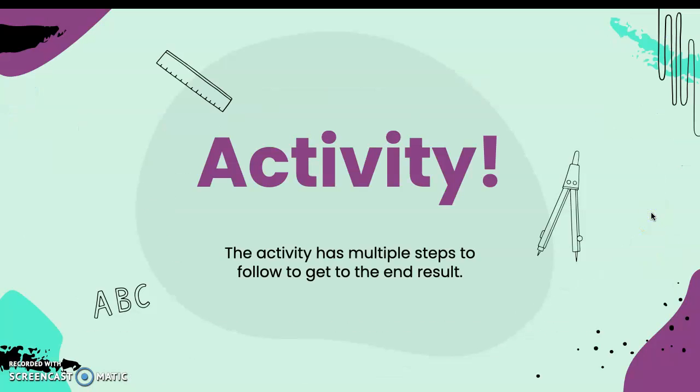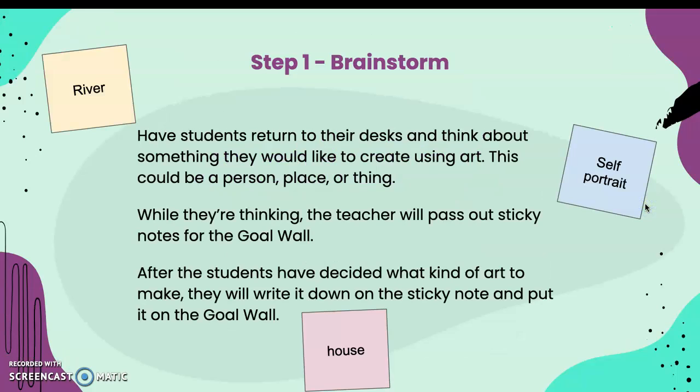This is just for the teacher to know what quadrilaterals we have gone over and to observe and write them down. The activity has multiple steps to follow, and the first step is to brainstorm. The students at this point don't know what the activity is going to be yet. They're just going to go to their desk and think about something they would like to create using art. They can create anything as long as it is school appropriate.